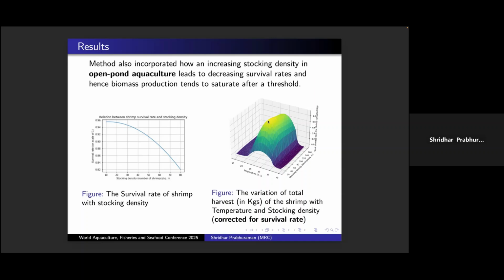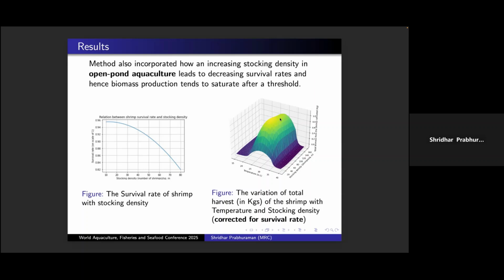So it's not also from a farmer's perspective. A farmer might go ahead and say, okay, I'll have 160 shrimps per square meter as a stocking density, assuming in his mind that the more shrimps I have, the more biomass I'll obtain, and therefore my net profit will increase. But we know that is not the case.